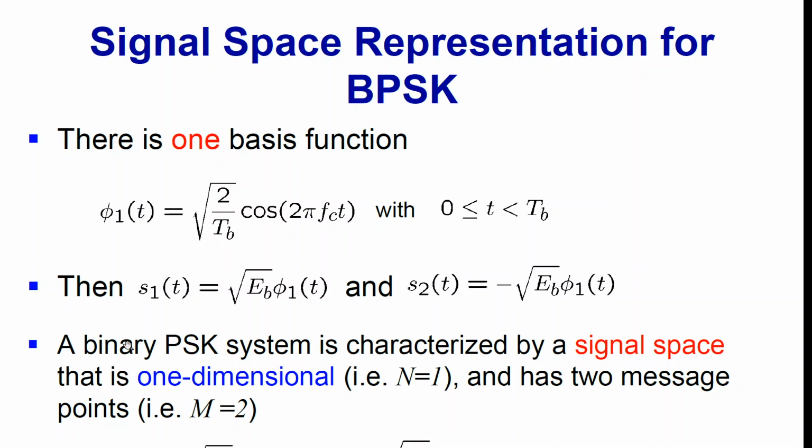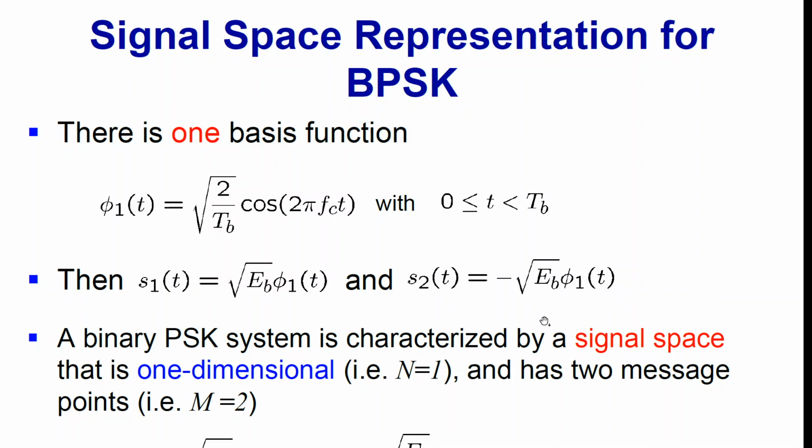So this is the most important thing. The binary PSK system is characterized by a signal space that is one dimensional. That is, we have only one basis function and two message points. S1 of t is root EB phi 1 of t and S2 of t is minus root EB phi 1 of t.